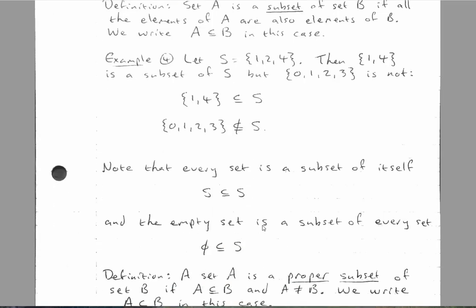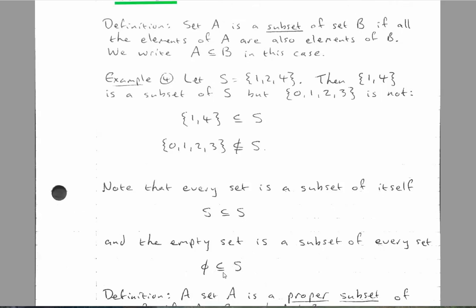Also, the empty set is a subset of every set. So the empty set is a subset of S. That's a bit stranger. Let's check the definition. Is it true that all elements of the empty set are also elements of S? Well, the empty set doesn't have any elements, so there's nothing really to check, or nothing goes wrong. There are no elements of the empty set that are not in S. So we can just remember the empty set is a subset of every set.